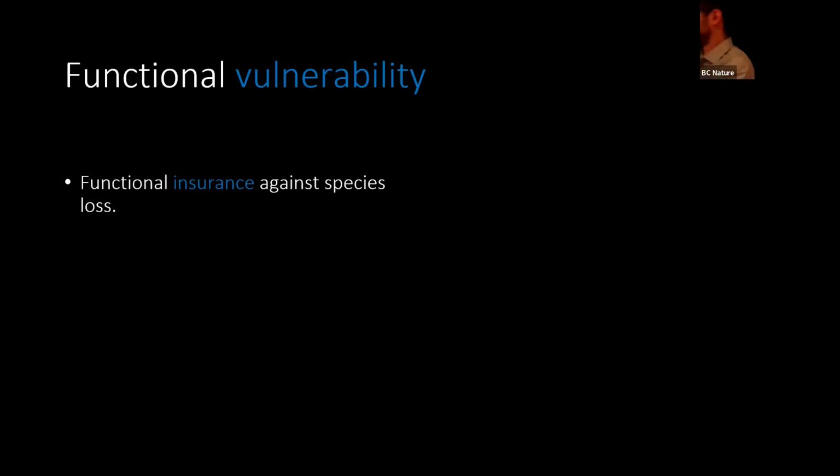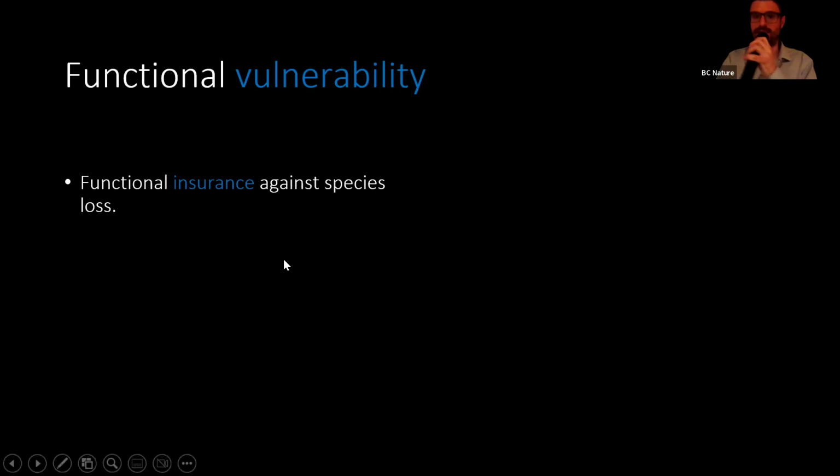Instead, if you are losing a species and there are 3 other species that are very similar or doing exactly the same, if we lose one of these 3 species, we still have 2 that somehow can compensate. And so we are not losing that functioning. So that's why this concept of functional insurance against species loss.